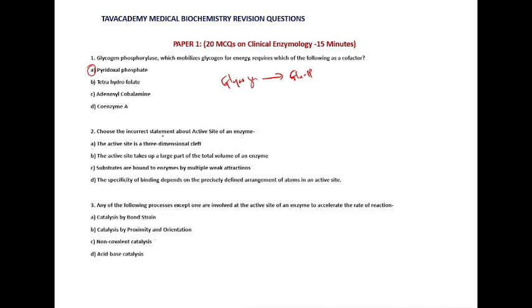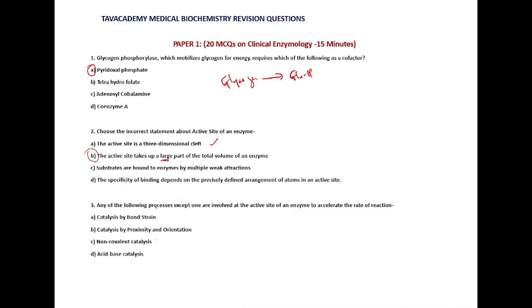Question 2. Choose the incorrect statement about active sites of an enzyme. So the active site of an enzyme is a three-dimensional cleft. That's true. The active site takes up a large portion of the total volume. The large portion makes it incorrect. So this is the incorrect option.